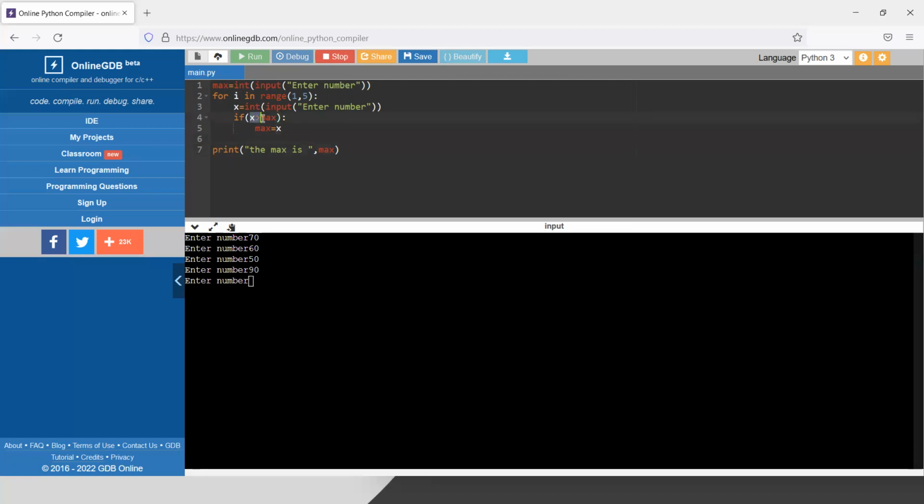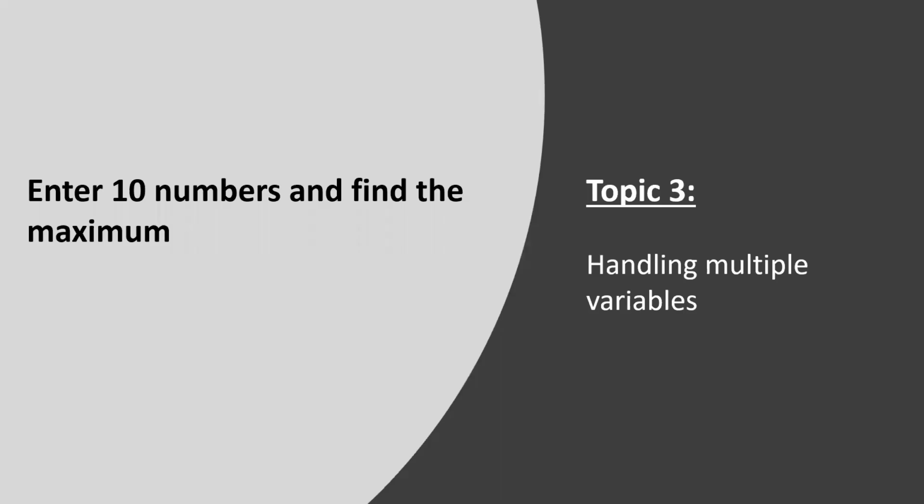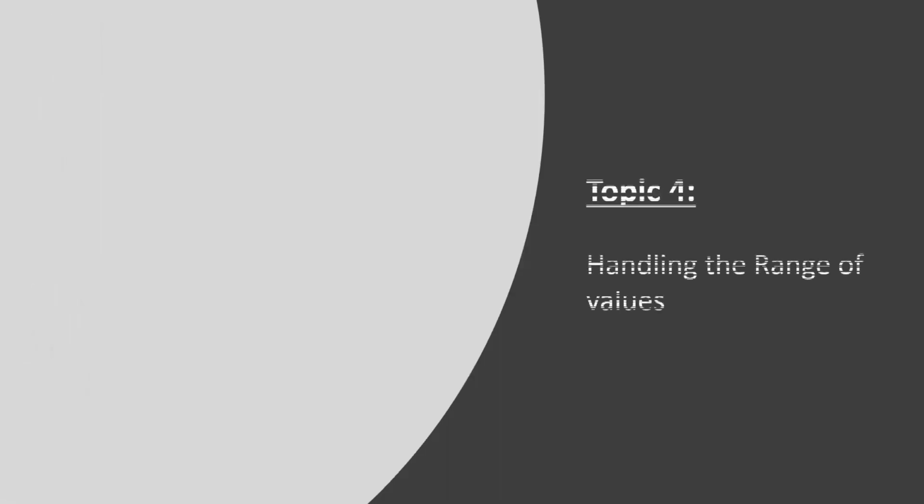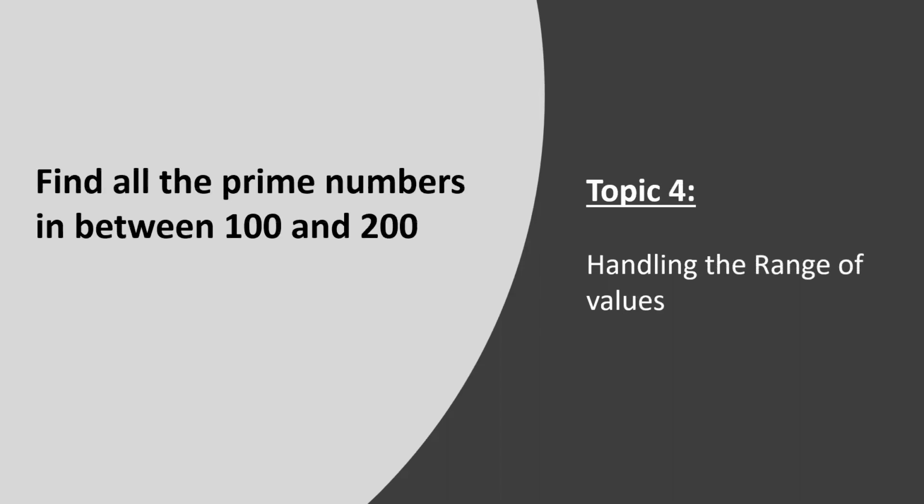The new number 90 is greater than the old maximum, that is 70, so max is now 90. That's all. Let me input the other numbers as well, 40. So out of these 5 numbers, max is 90. I hope the idea is clear. These are some application-oriented problems, and you can solve them using for loops and while loops; both are very useful in this kind of situation.